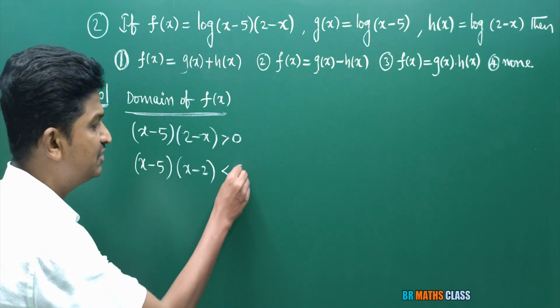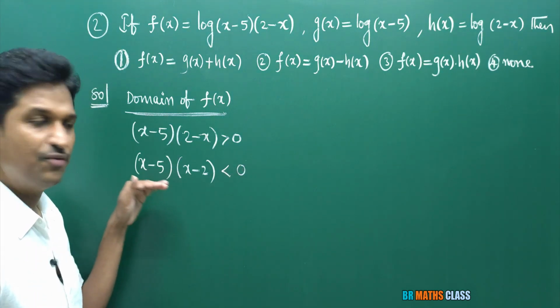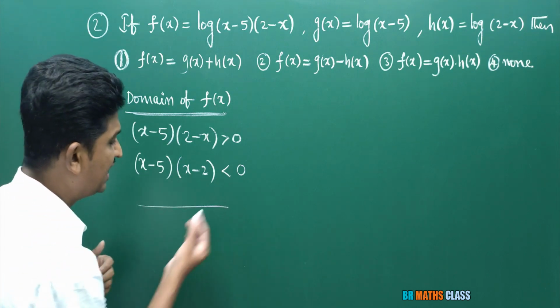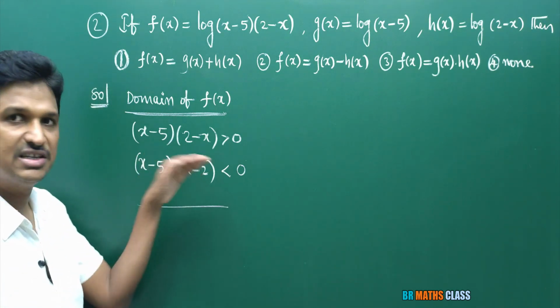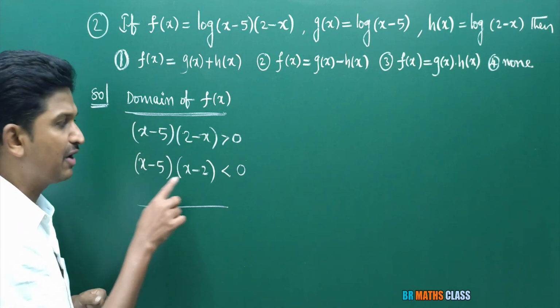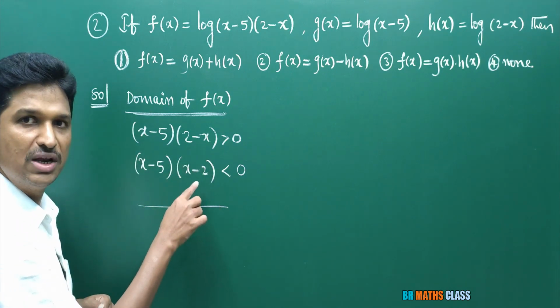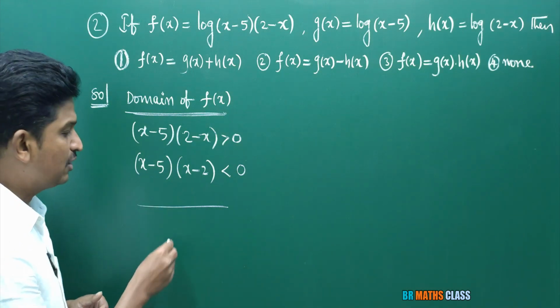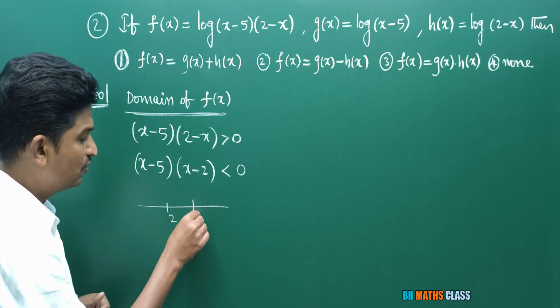Minus 1 into 0 is 0 only. Now you observe this is in the form of x minus a into x minus b. Now by using the wavy curve method, I can easily find what x values satisfy this inequality. You equate this term to 0, you will get x equal to 5. You equate this term to 0, you will get x equal to 2. You mark them as per the number line order. 2 comes first, then 5.